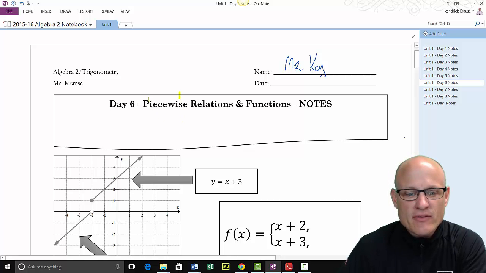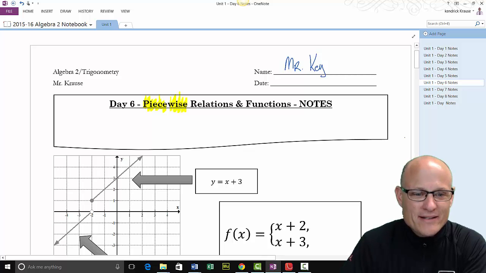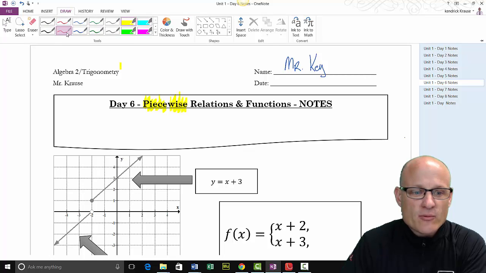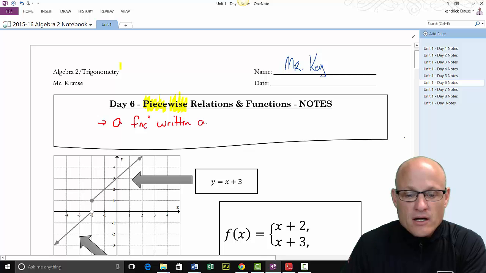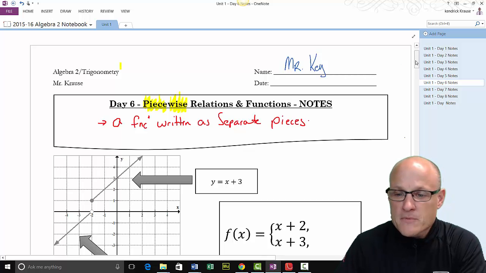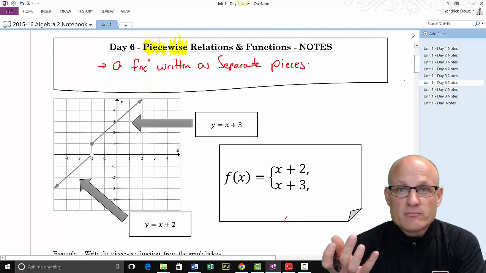I'd say we should talk about these things called piecewise functions. What in the world is a piecewise function? Sounds like something from the hippies. Well, in layman's terms, it's a function written as separate pieces. Okay, so it's a function written as separate pieces.